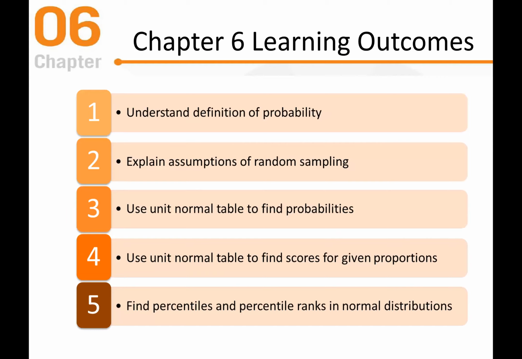The learning outcomes for this chapter are to understand the definition of probability, explain some of the assumptions of what is called independent random sampling, or just random sampling, how to use the unit normal table, something that we're going to be using for the next couple of chapters, how to use the unit normal table to find scores for given proportions, and how to find percentiles and percentile ranks in normal distributions.